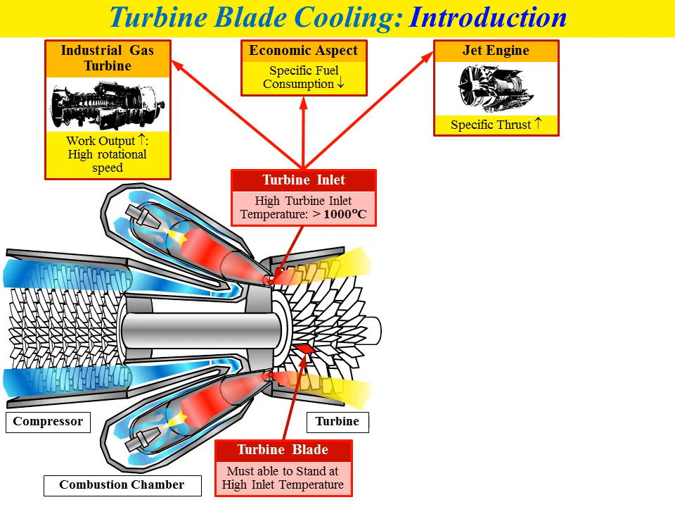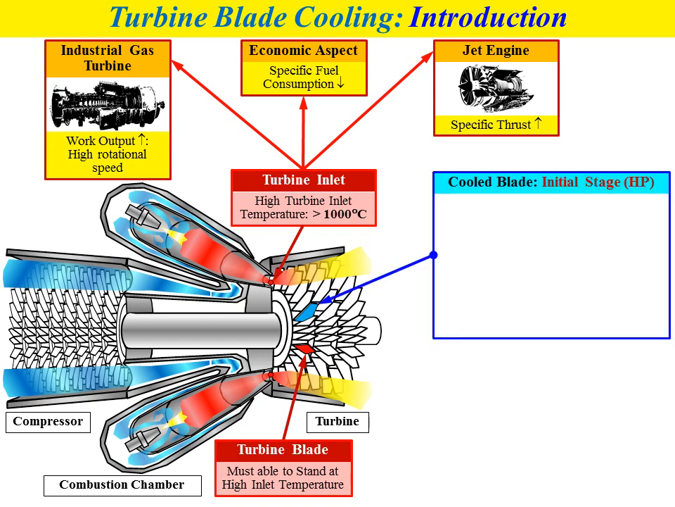So that's why we have different types of blade. In this case, we will discuss two types of turbine blade. First, we have the blade that we call the cooled blade. This type of blade has a cooling system in order to reduce the temperature of the blade. This kind of blade is normally used for the high pressure turbine, where we have the highest temperature of exhaust gas at the initial stage of the expansion process in the turbine.